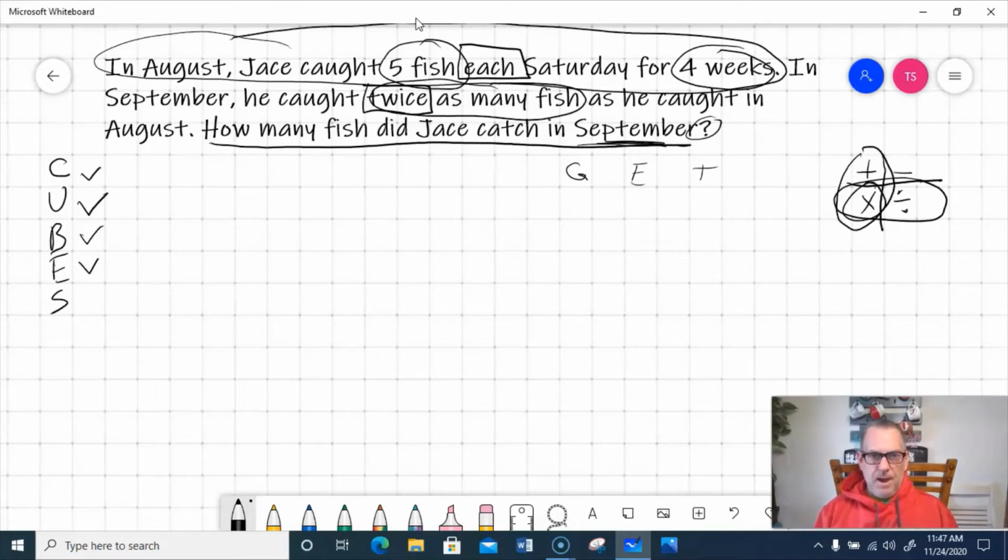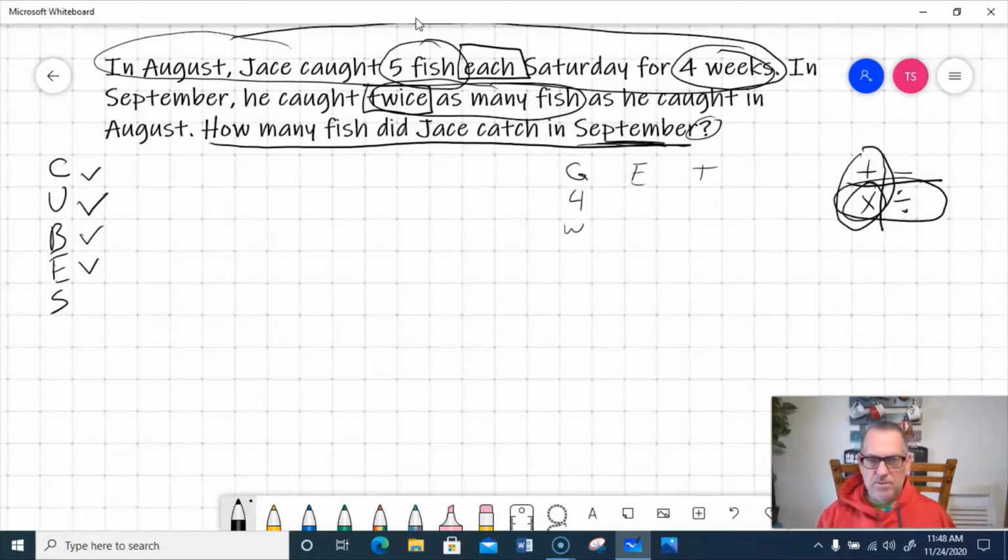So I have 5 fish each Saturday for 4 weeks. Okay, the first thing, the groups. I have 4 weeks and I have 5 fish, so I don't think either one of those is my total. My groups are probably going to be the weeks, because I really can't put weeks into fish. So I think my group's going to be my 4 weeks.